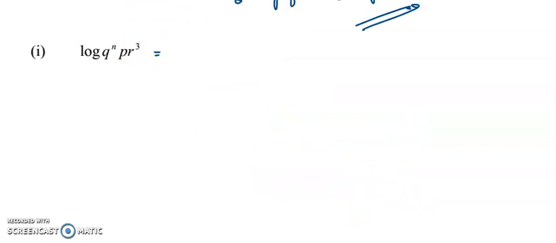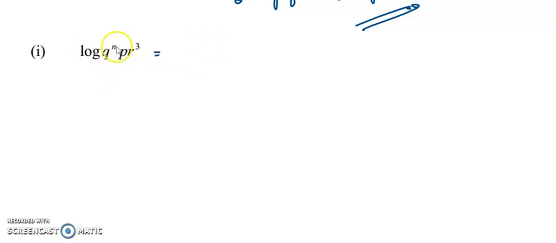Let's try this question. You can always pause my video and take an attempt first for this question. Alright, and then after that you can roll back the video to see the solution.